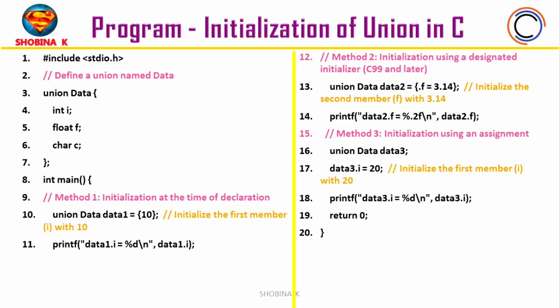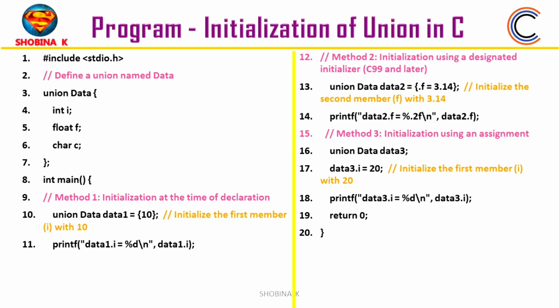Let's see an example program which demonstrates all three methods. First, include the standard IO library, and then define a union named data, which has three members. This means data can hold an integer, a float, or a character, but only one at a time. Next, the main function, which is the entry point of the program. In line 10, we declare a union variable data1 of type data and initialize it with the value 10. In the next line, we print the value of data1.i, which is 10.